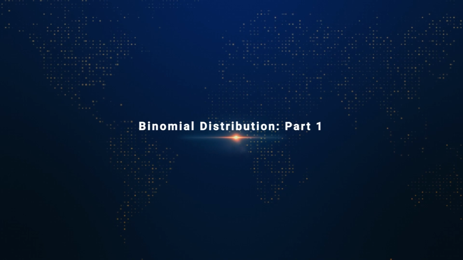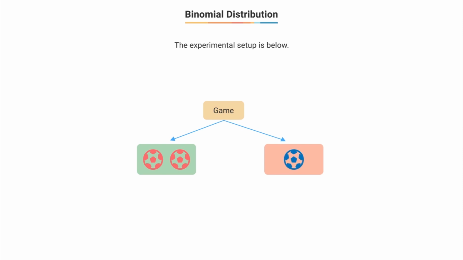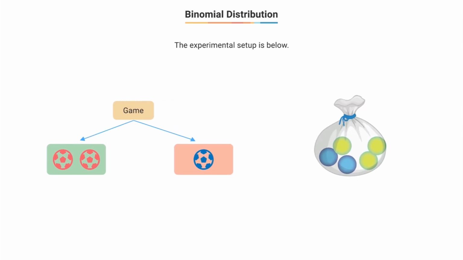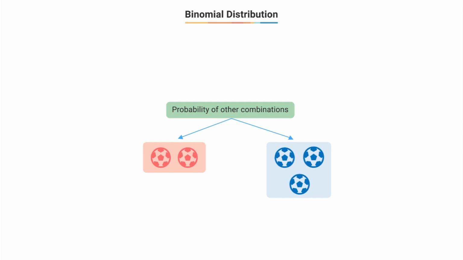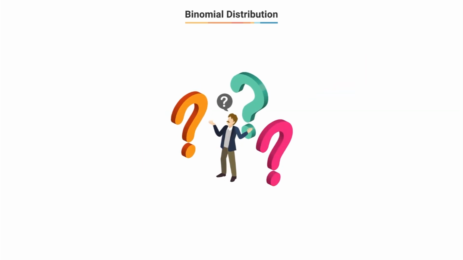Binomial distribution part 1. Let's go back to our experimental setup where we played a game with 2 red and 1 blue balls. You saw that by asking people to choose 4 balls from the bag, we were able to evaluate the probability and conclude that our strategy would not be profitable in the long run. But what if you want to evaluate profitability of other combinations like 2 red balls and 3 blue balls, 1 red ball and 4 blue balls? Is there a way we can generalize these experiments?